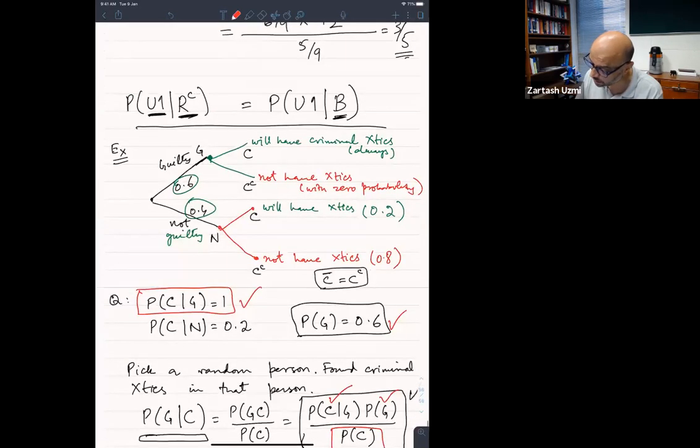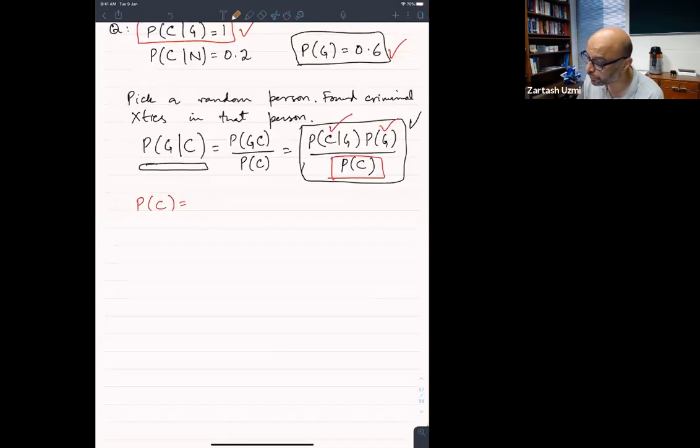What is the probability of C? You can get a C if you are here, or if you are here. So you can have the characteristics of criminals from both sides. Either you are guilty or not guilty. So probability of C would be, if you are guilty, then with 100% chance you will get the characteristic. And if you are not guilty, which is 0.4, then the chance that you will have the characteristics is 0.2. So this turns out to be 0.68.